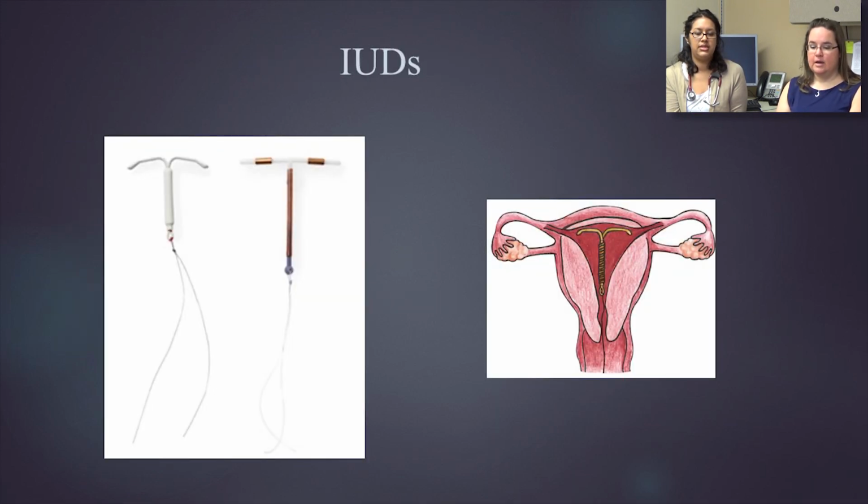The next method we're going to talk about is the IUD, and there are two types available on the market, technically three. There is the copper IUD, the Paragard, and there's also the progesterone IUD: the Skyla, Liletta, and the Mirena. All of those are effective for different periods of time when placed in the woman's uterus.